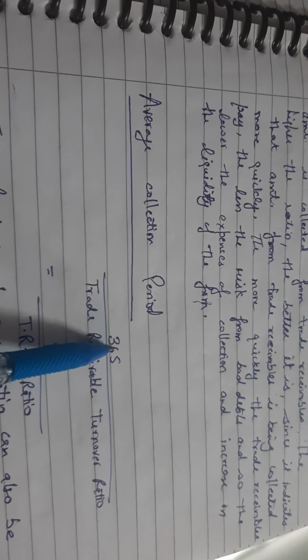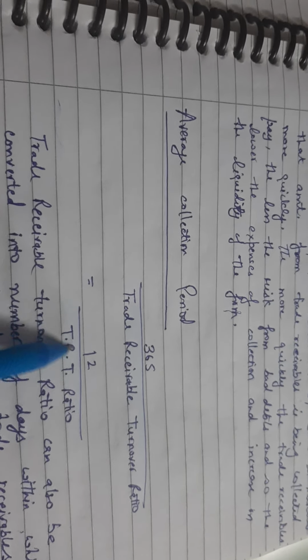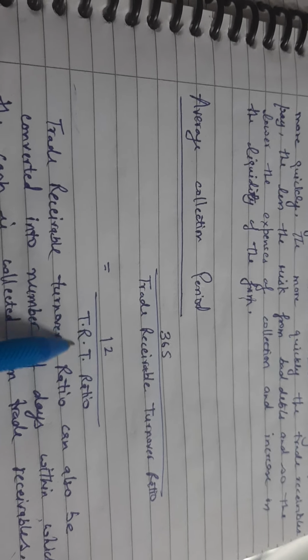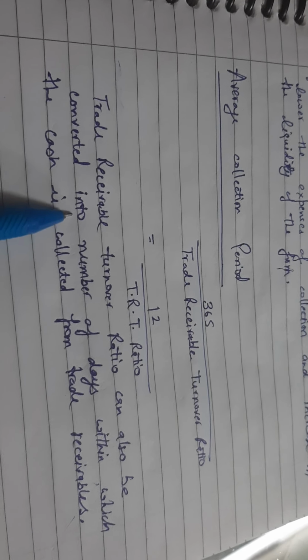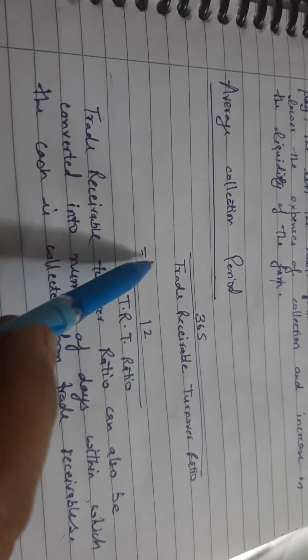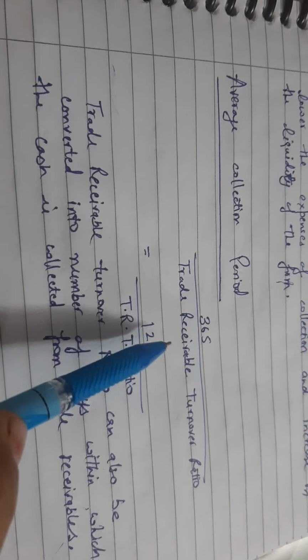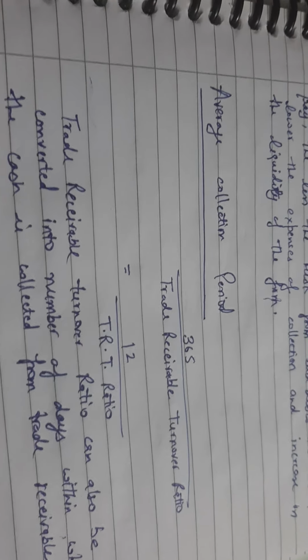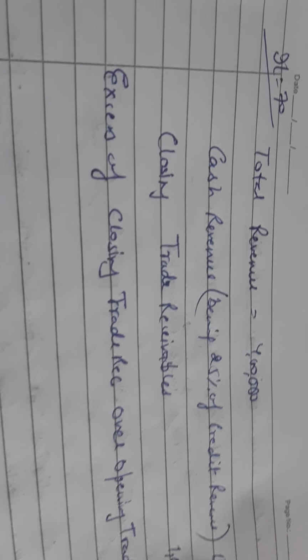There we can find out days in a year divided by the trade receivable turnover ratio, or if the month is given then 12 divided by the trade receivable turnover ratio. This ratio can also be converted into the number of days within which the cash is collected from the trade receivables. So by the average collection period we can find out in how many days we can collect the amount from the trade receivables. So let us do an example to make it more clear how to find out the trade receivable turnover ratio.